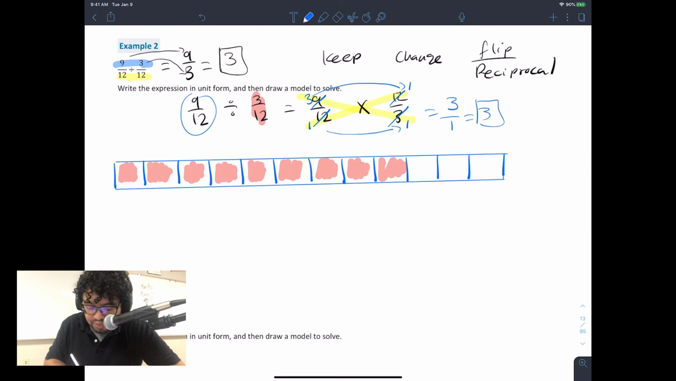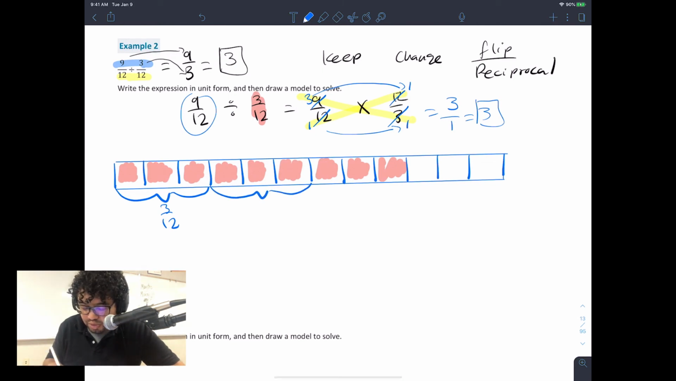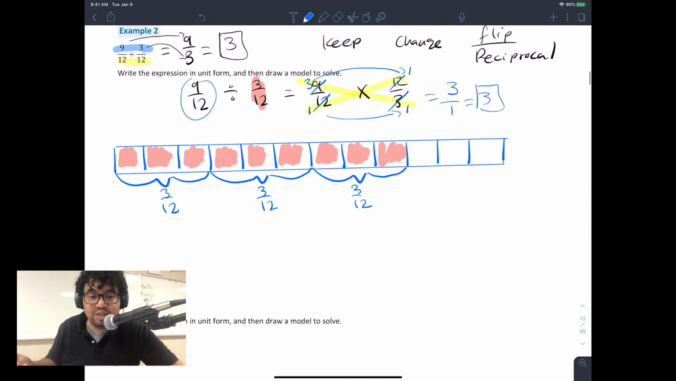So if I graph 1, 2, 3, that's 3/12, and that's one group, right? So 1, 2, 3, that's also 3 out of 12. That's a second group, right? So I go to the last one here, 1, 2, 3. That's another 3/12. There's no more because I only had 9. And so within those 9, I was able to make 3 groups. Okay, so once again, 1 group, 2 groups, 3 groups. And so my answer, therefore, is 3.